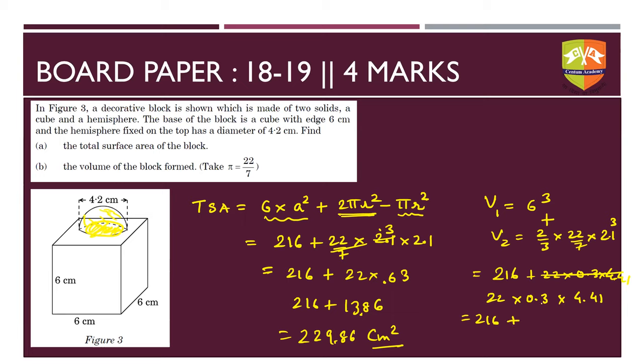See, I'm not using any additional assistance for calculation. I'm just doing manipulation. So 22 is 11 into 2, 2 into 0.3 is 0.6. Now I'll multiply this by 0.6. So 6 fours are 24, and with 3 digits after the decimal it will be 2.646. So 216 plus this.